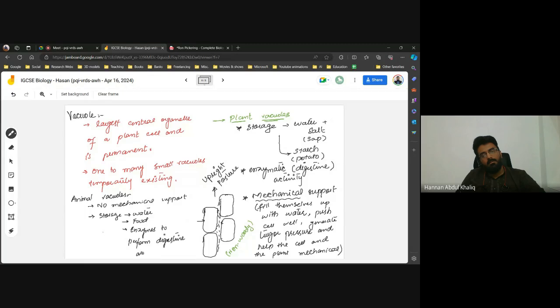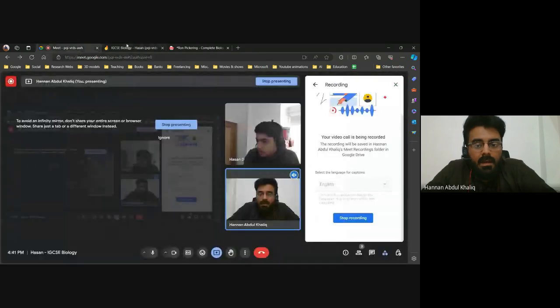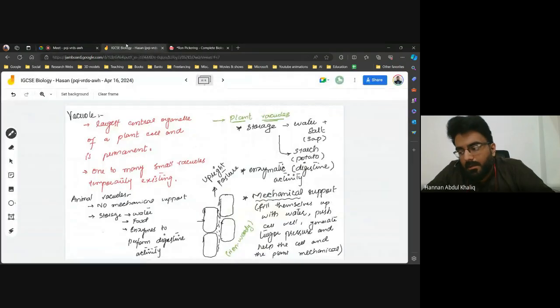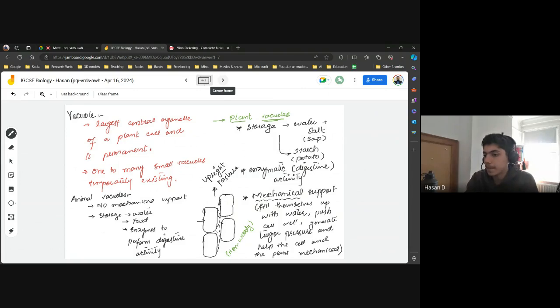So yes, you can find them, but once they are done with their purpose, they are no more required, and they would be removed. That is why we often say that animals don't have any vacuole. Once their purpose is served, they would be removed. That is why they are often not found. Any problem? Okay.